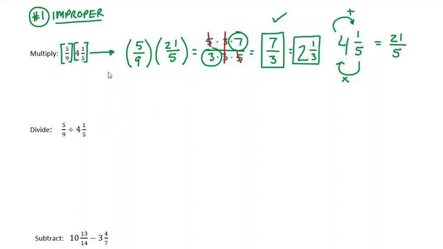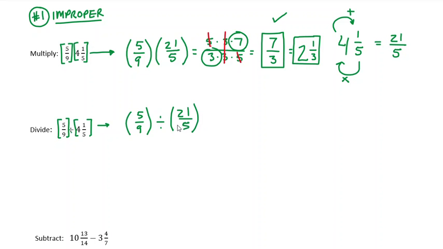Okay, let's do that same problem only as a division problem, and notice I have that here. It's 5/9 divided by 4 1/5, so I didn't even change the numbers. That was lazy of me. I'm going to just do that first part. It's the same, 5/9 divided by improper fraction form, 21 fifths.